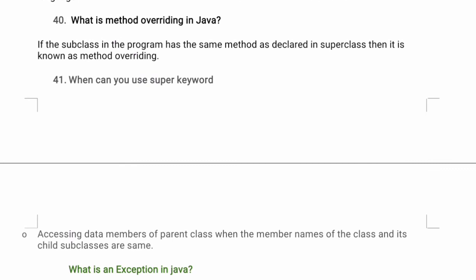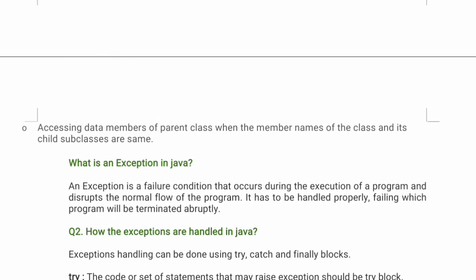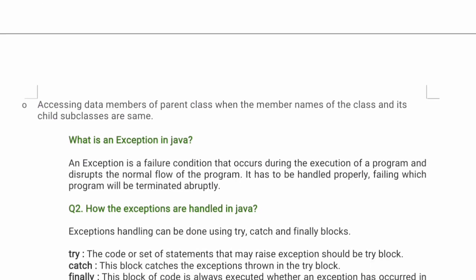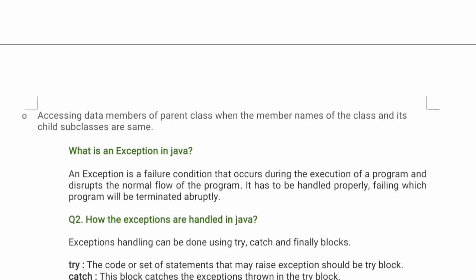When can you use the super keyword? It is used for accessing data members of the parent class when the member names of the class and its child class are the same. So if the child class and parent class contain the same variables or methods, and you want to access the parent's methods and variables, then you need to use the super keyword.